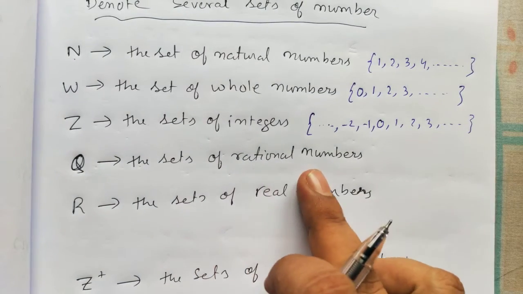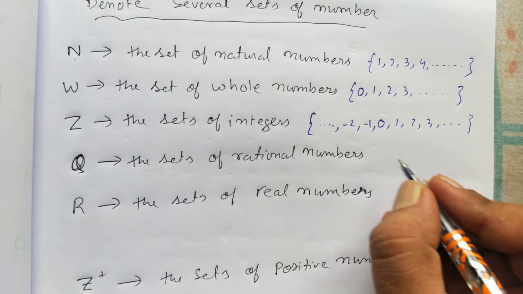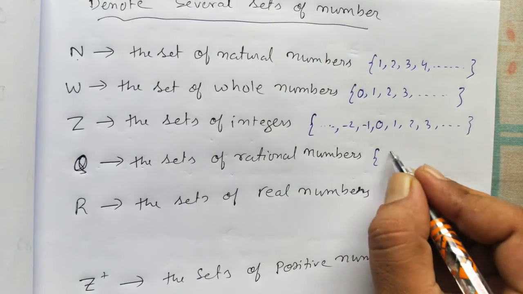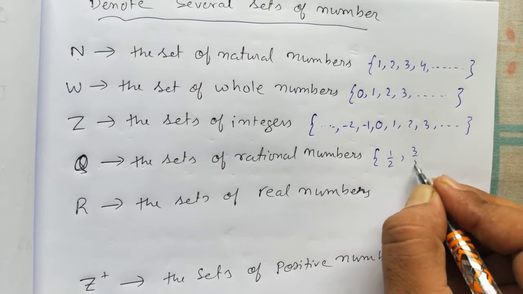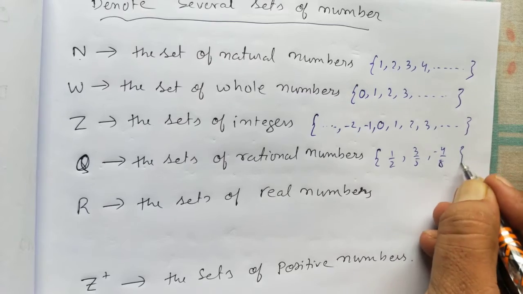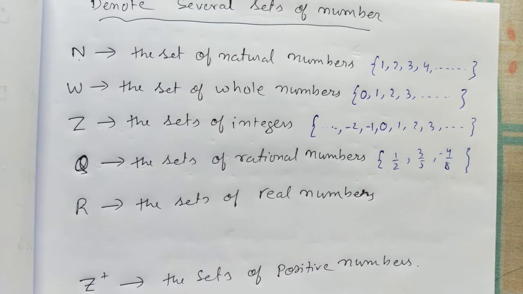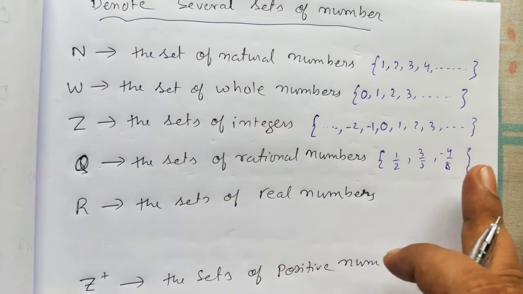Q represents what? The set of rational numbers. Rational number means any number in the form of p by q. It can be 1 by 2, 3 by 5, minus 4 by 8. These are all rational numbers. So there are infinite rational numbers. Clear?